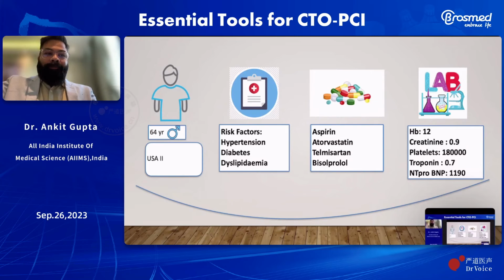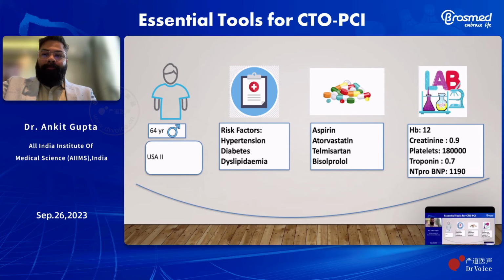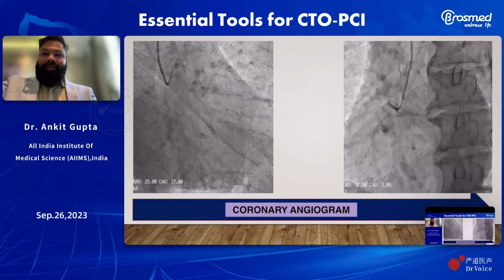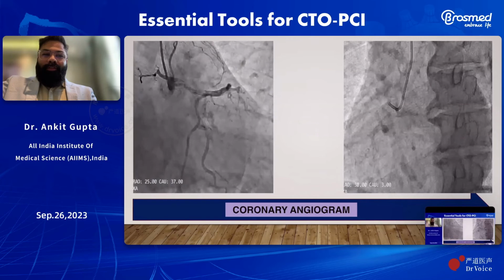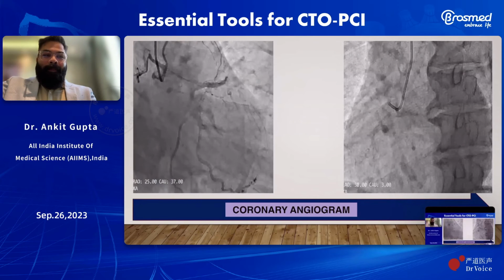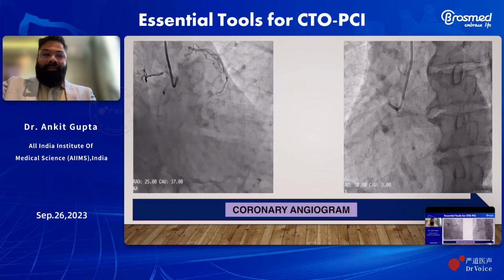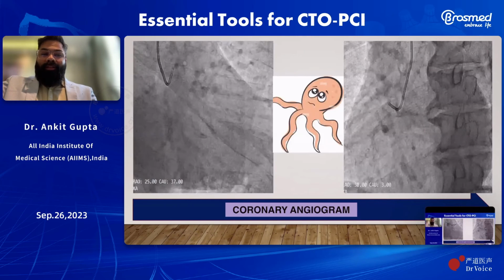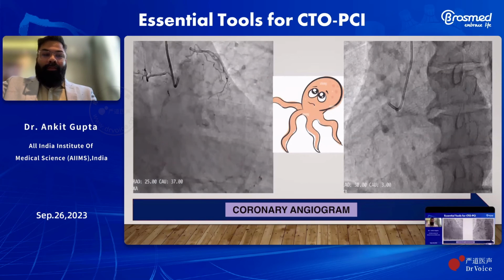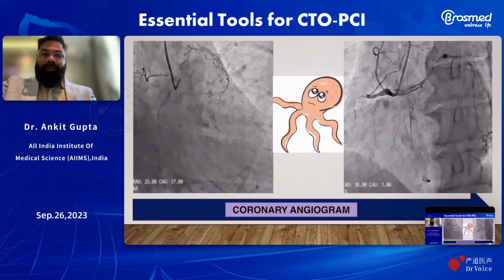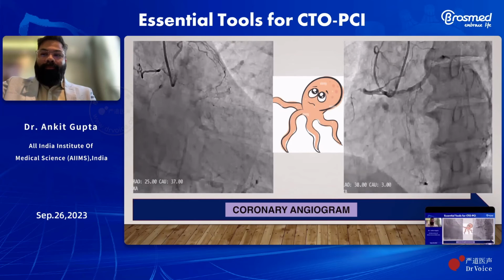Here is a case of an elderly diabetic hypertensive male who presented with non-ST elevation MI and was taken up for coronary angiogram. Just after the first injection, I was like, "Oh my God! It looks like an octopus." It's a single sinus with right and left circulation, very rare to find: a long left main running between the aorta and pulmonary artery, and an RCA CTO.